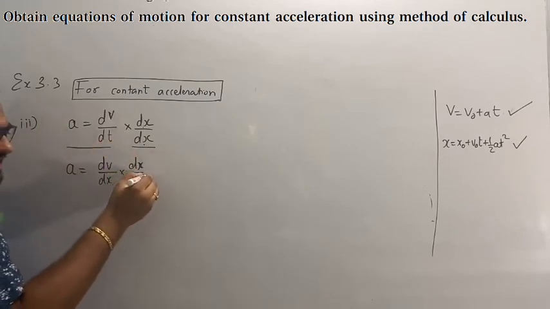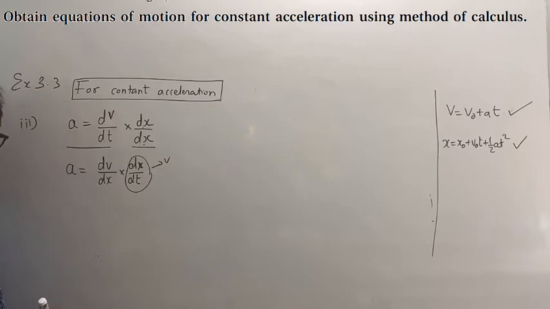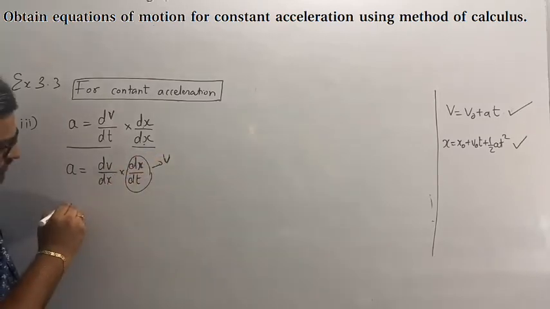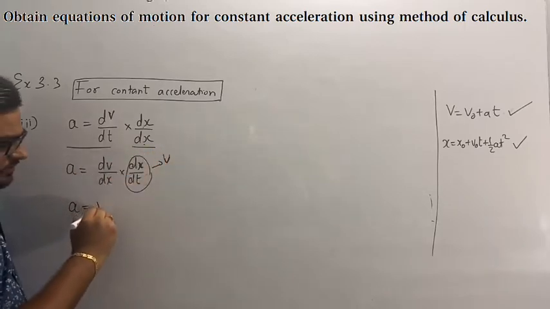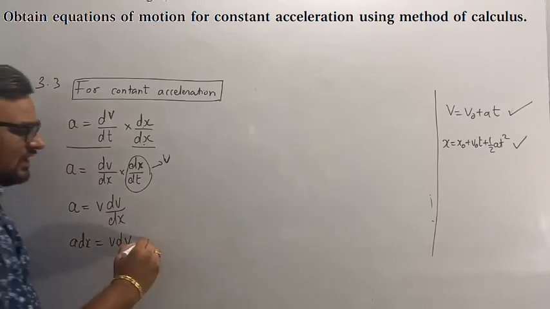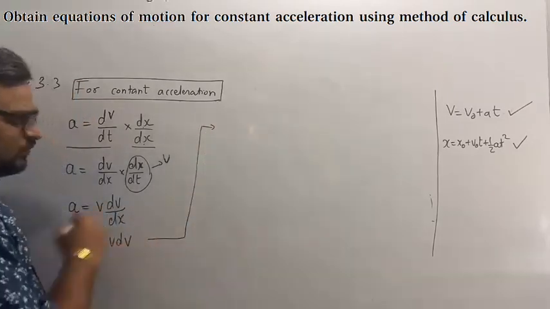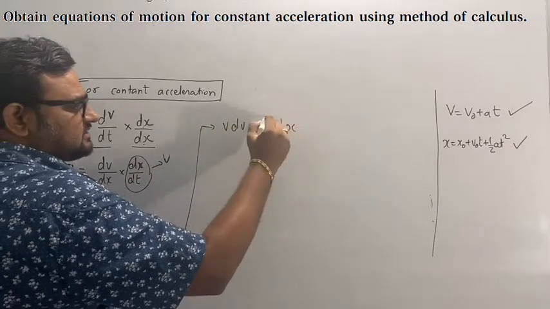So now what is dx by dt? This is equal to v, velocity, right? Instantaneous velocity. Now, v dv upon dx. Now let's rearrange dx on this side. a dx equal to v dv. Okay? Now let's integrate it. I'm taking v dv on this side and a dx.